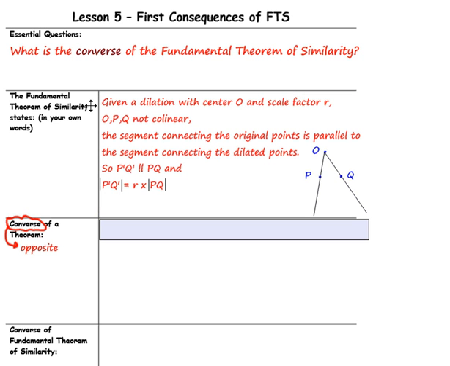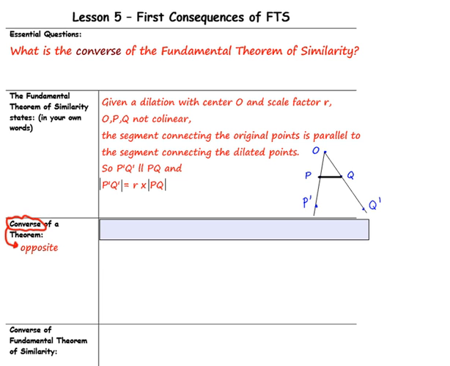Recall that given a dilation with center O, right here, and scale factor r, and O, P, and Q are not collinear, then the segment connecting the original points, which would be right here, is parallel to the segment connecting the dilated points. So if we dilated the points P and Q according to a scale factor, then P prime would be down here and Q prime would be down here.